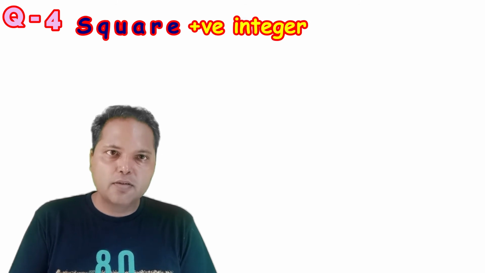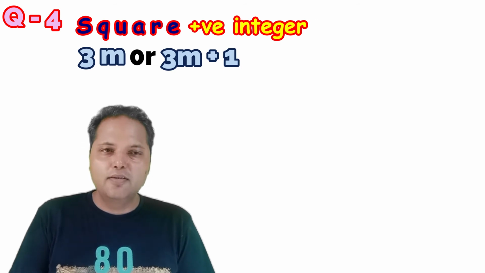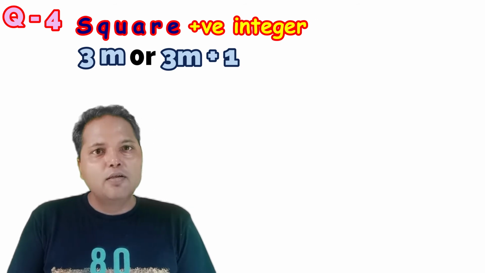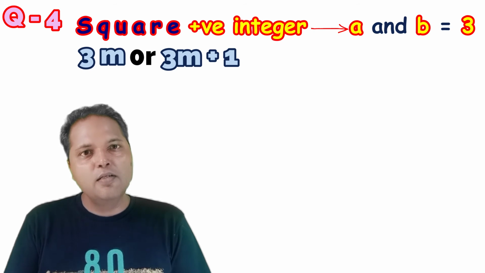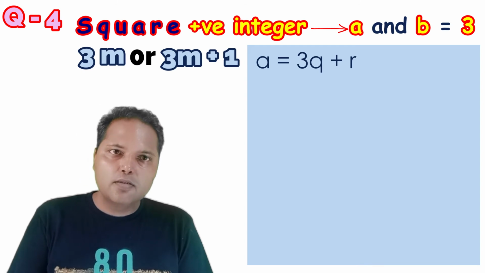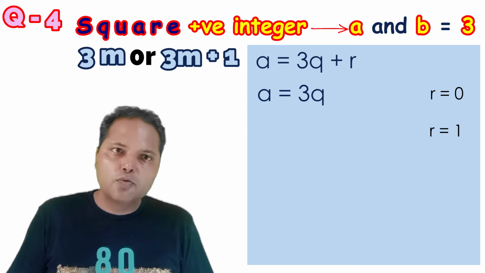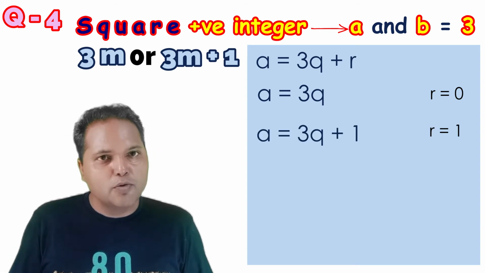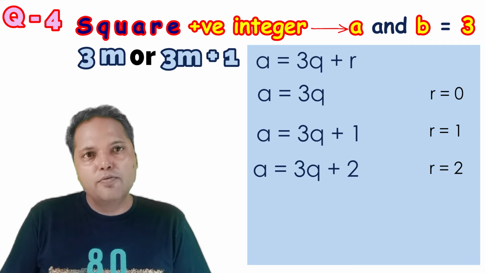Using Euclid's division algorithm, we need to prove that the square of any positive integer is of the form 3m or 3m plus 1. तो चलिए देखते हैं. In this equation, let's consider that integer as a and b is equal to 3. And in that case, we can say that a is equal to 3q plus r, where r will have three different possible cases. Either when r is equal to 0, then a is equal to 3q. When r is equal to 1, then a is equal to 3q plus 1. And similarly, when r is equal to 2, then it is 3q plus 2.